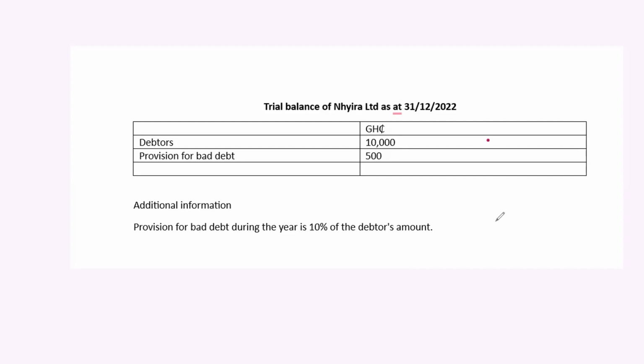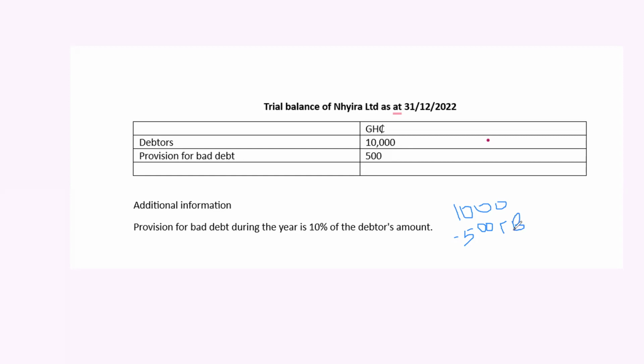In our last video, we got to know that the subsequent provision that we make, we need to compare to the previous provision. So we had 10% on the debtors figure, giving us 1,000 being the current provision, or the subsequent provision that we've made. And then we compare to the previous year's provision, which is the 500. So the previous year's provision is just the provision in the trial balance.